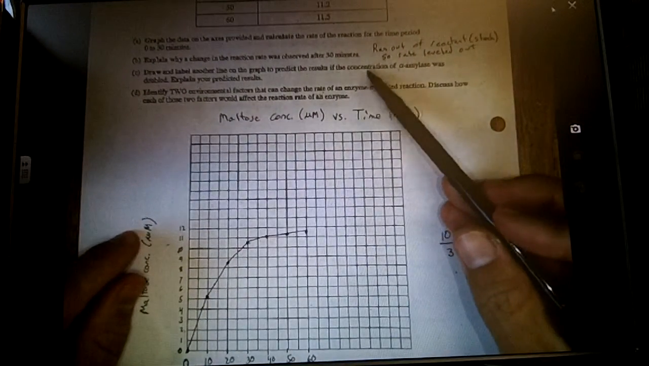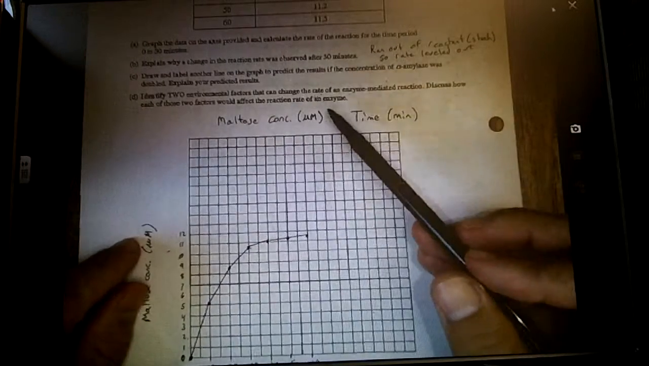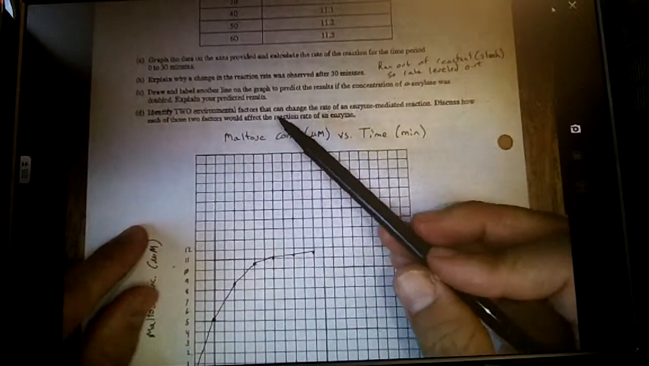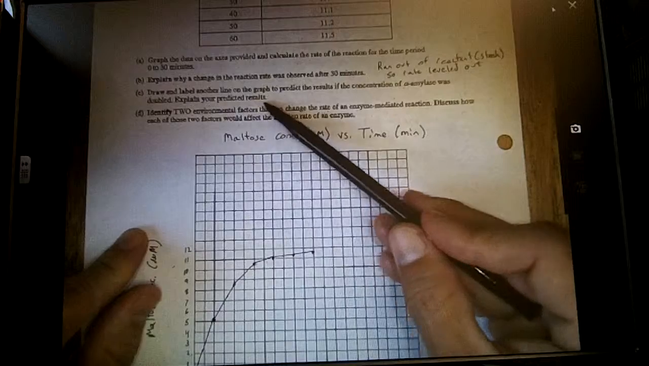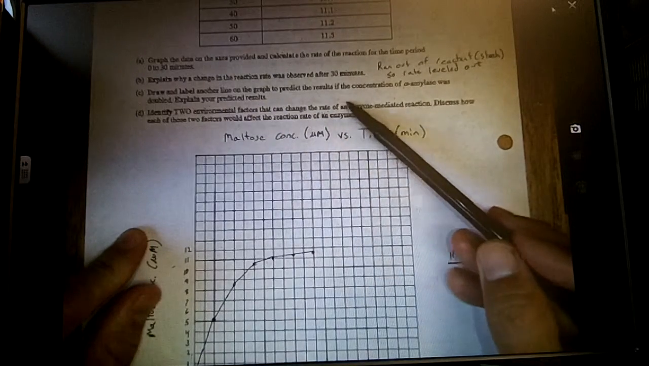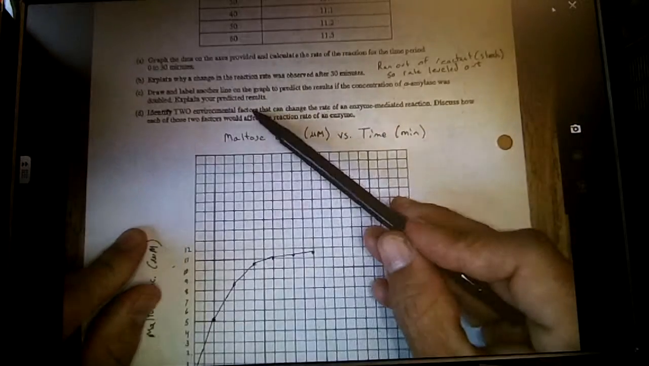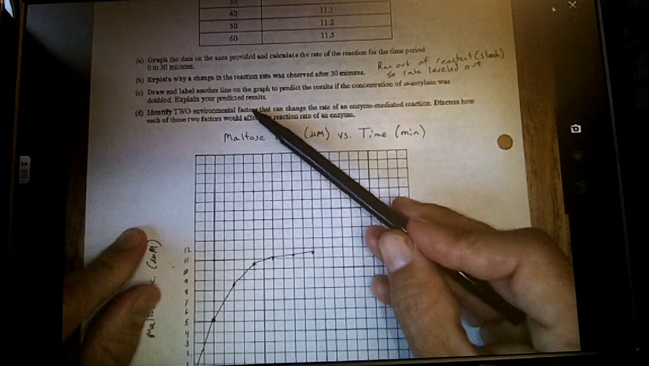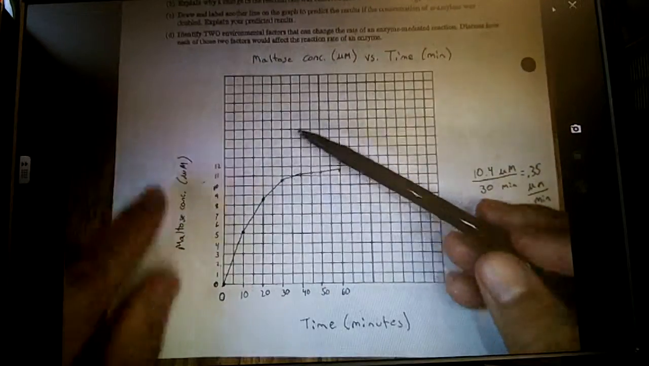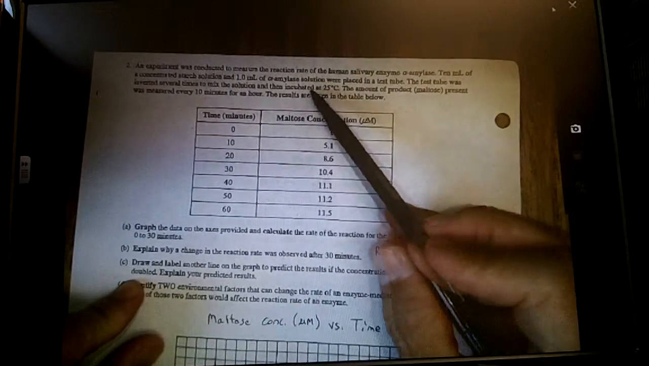So you get a point there if you explain that right. Maybe 2 points. Draw and label another line on the graph to predict the results if the concentration of alpha amylase was doubled. Explain your results. So you're doubling the amount of enzyme.